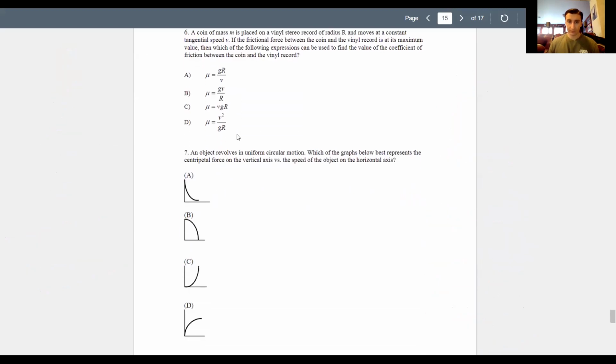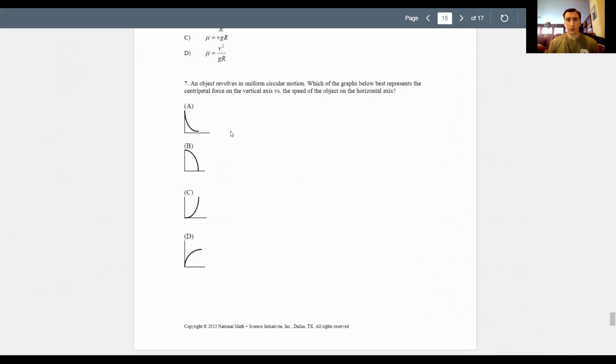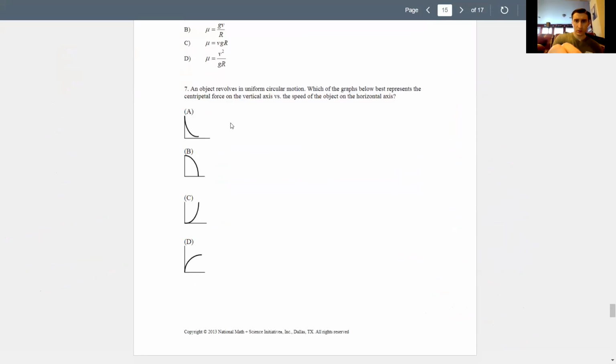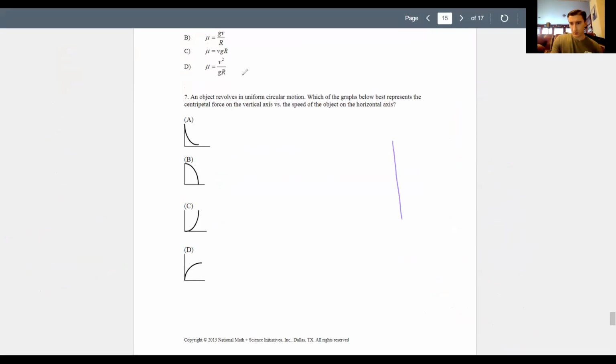All right, next one. An object revolves in a uniform circular motion. Which graph best represents the centripetal force on the vertical axis, on the y, and the speed on the horizontal axis?